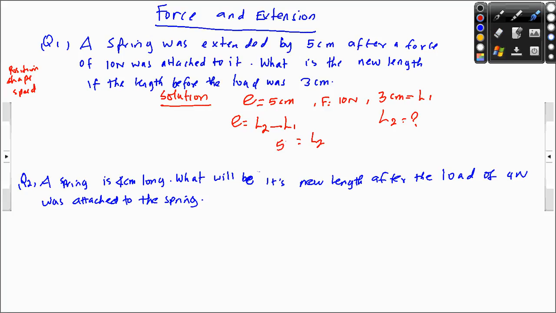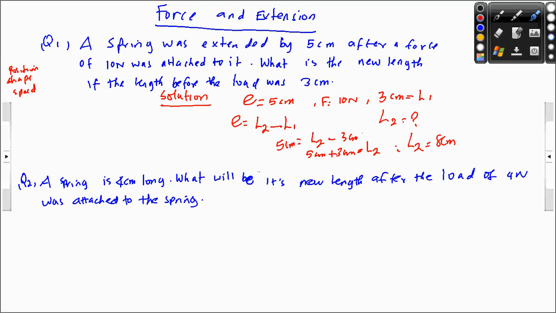So I'm going to write the 5 centimeters here, equals L2, which we don't know, minus L1, which is 3 centimeters. From this equation, when the minus sign goes over the equal sign, it changes to plus 3 centimeters. It's going to give what L2 is. L2 is going to give you 8 centimeters. That means when the force of 10 Newton was added to the spring, it extended by 5 centimeters, and the new length became 8 centimeters.